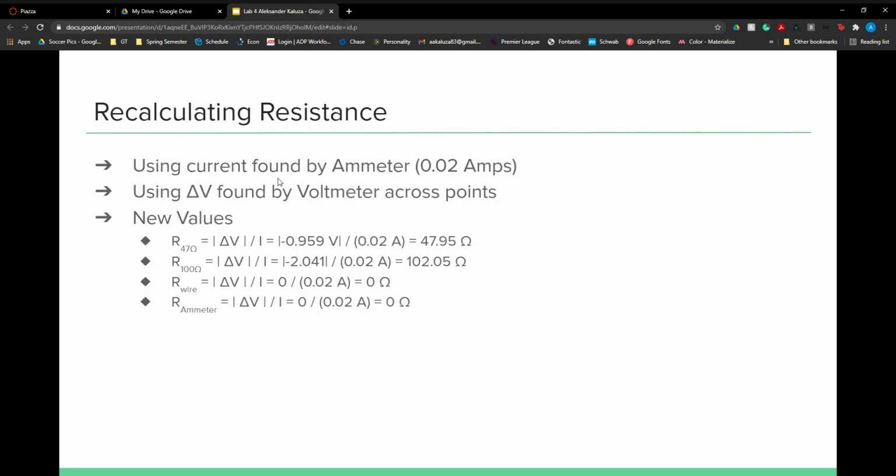Recalculating the resistance for various parts of this first circuit using the current found initially as 0.02 amps, and using the delta V found in the diagram and chart slide, some new values for the different resistors were 47.95 ohms for the 47 ohm resistor and 102.05 ohms for the 100 ohm resistor. The resistance of the wire and the ammeter remained at 0.